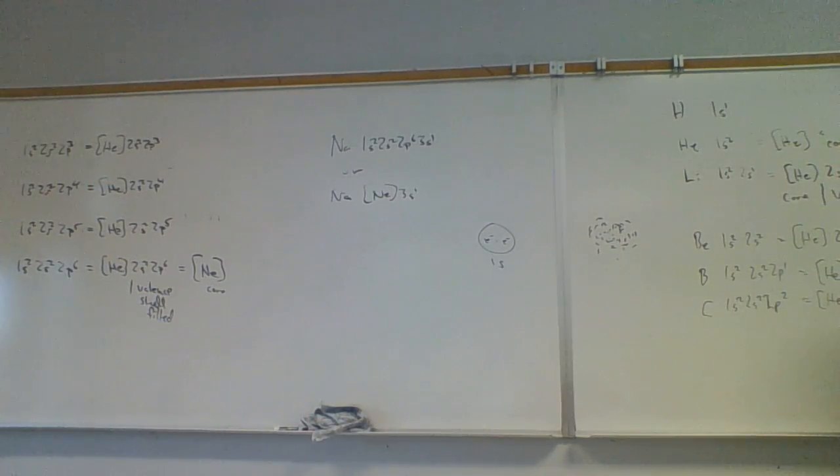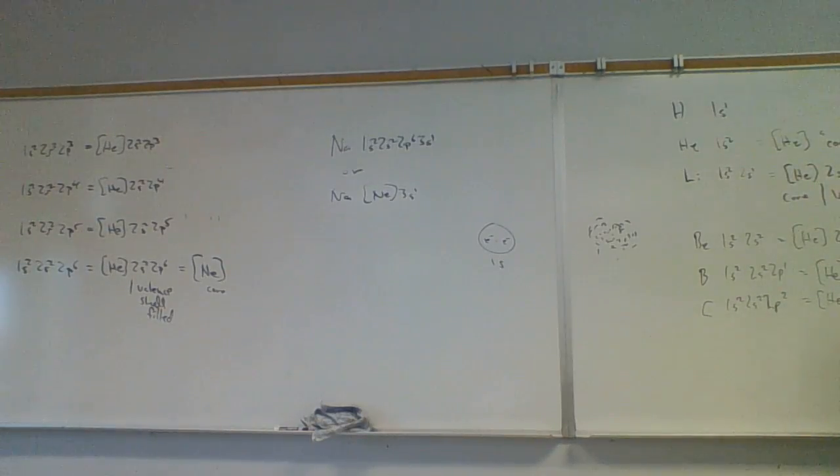So we have the 4s, 3d, 4p. Now the fifth shell consists of the 5s, the 4d, and the 5p. So the fifth shell follows the 18 electron rule. It's going to take 18 electrons to completely fill this shell. Now the sixth shell is tricky. The sixth shell is tricky because it goes 6s.